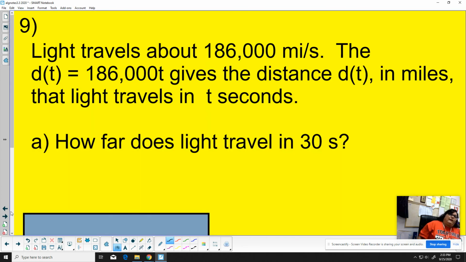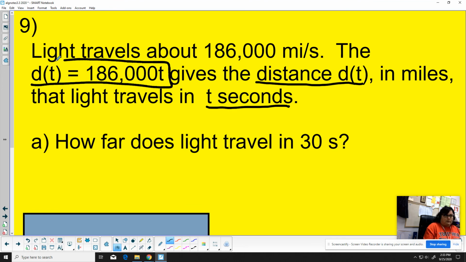All right, last one. Light travels 186,000 miles per second. The d of t, or the distance, equals 186,000 t, gives the distance d of t in miles that light travels in t seconds. So d of t stands for distance, and t stands for seconds. So I'm going to use this equation right here, and they're going to give me either the distance or the time, and I have to read which one it is. So how far does light travel in 30 seconds? Well, this is t. So I take my 30 and I put it in for t.